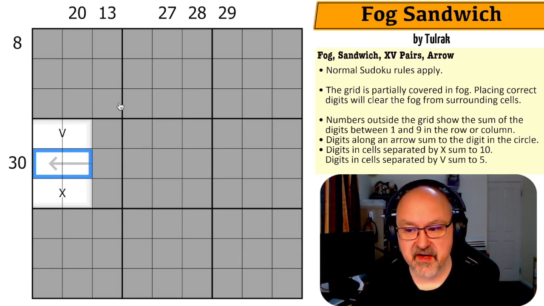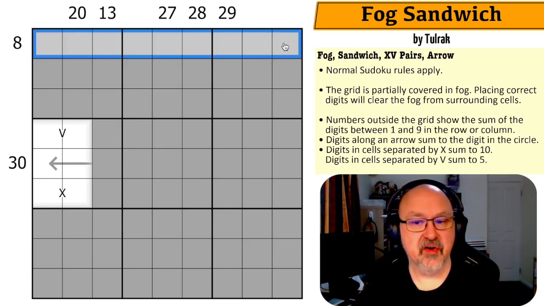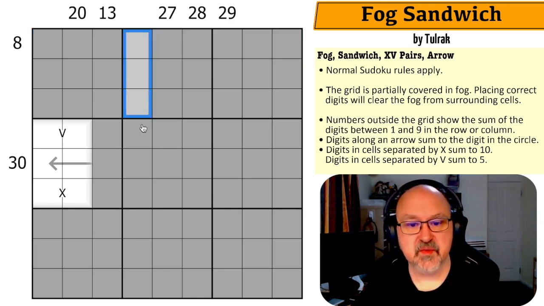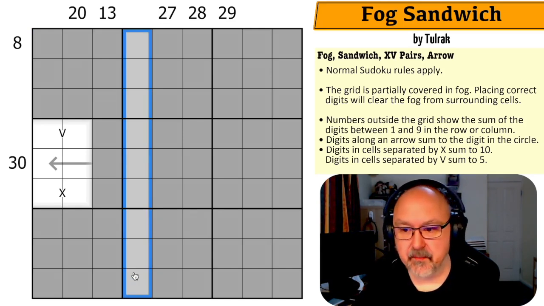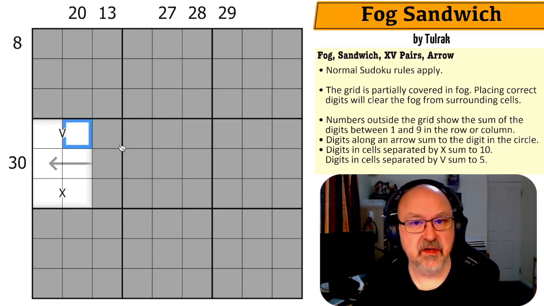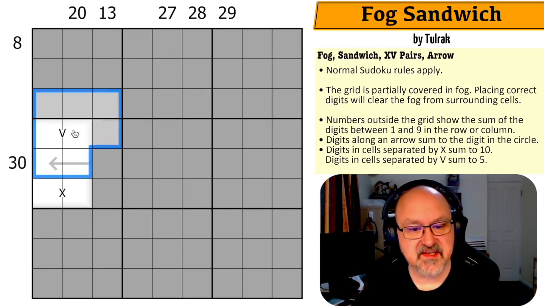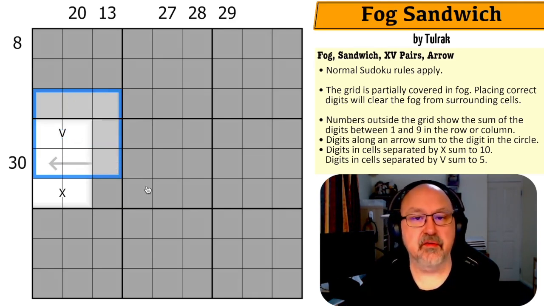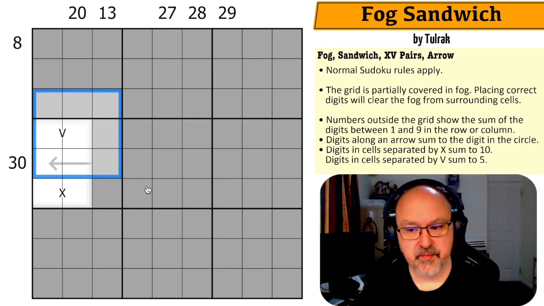Numbers outside the grid, which is the sandwich rule, show the sum of the digits between 1 and 9 in that row or column. So in this column there will be a 1 and a 9, and between the 1 and the 9 there will be digits summing to 8. That's what we know. In these columns where there are no clues, it could be anything. And then the grid is partially covered in fog. Placing correct digits will clear the fog from surrounding cells. So if we were to place this digit, we would reveal all of these cells, and any clues that are hidden under fog in those cells would be revealed.